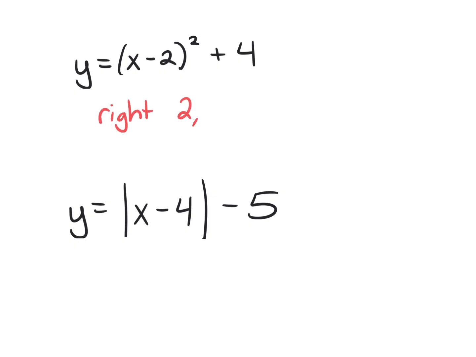This +4, what value is that dealing with? Y's, because it's on the outside. Do we think normal or think opposite? Normal. So we go up 4. And that's all I wanted.